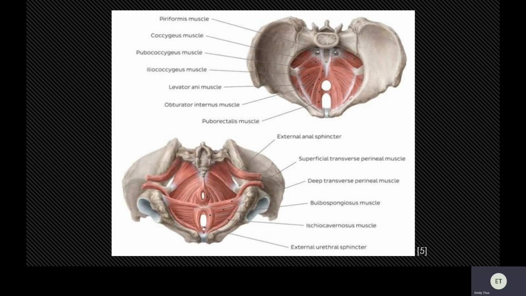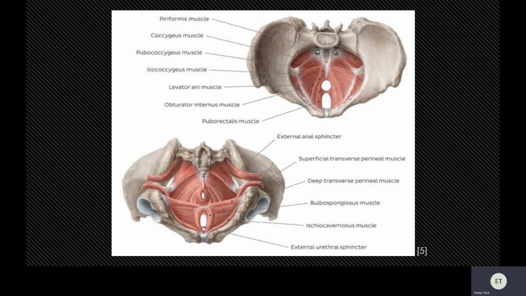Then you have your obturator internus, another hip muscle, but a common culprit in groin pain and pelvic pain. Then you have your puborectalis muscle. This one helps with closing off the vaginal opening and assisting in closing bowel function.